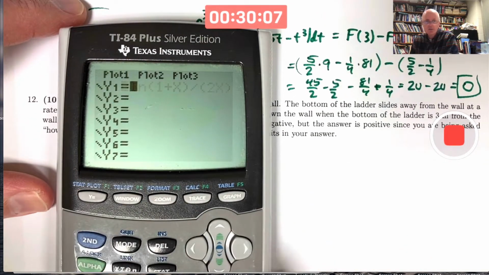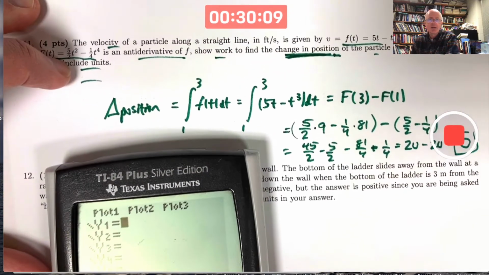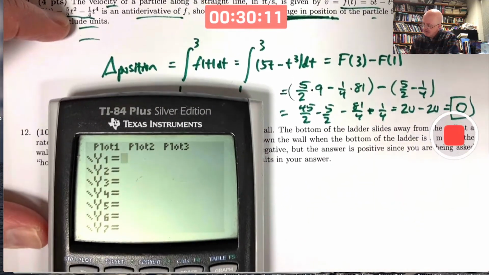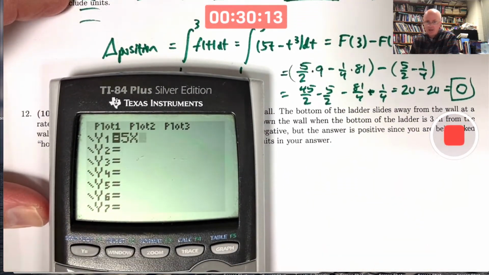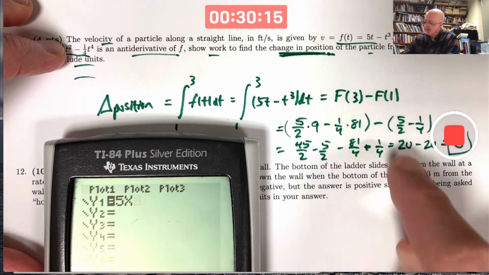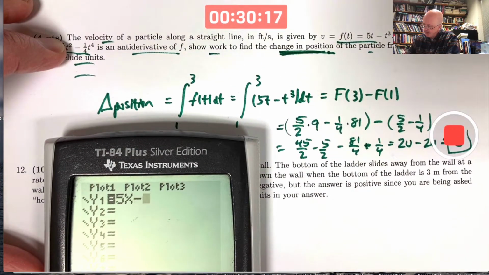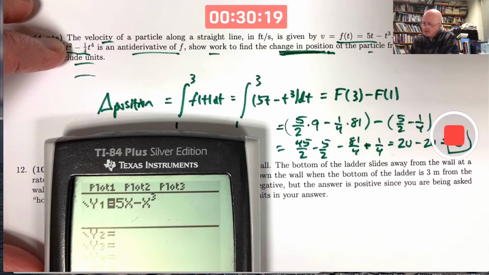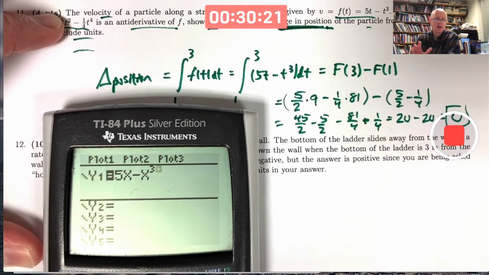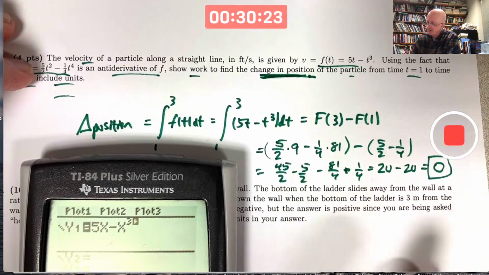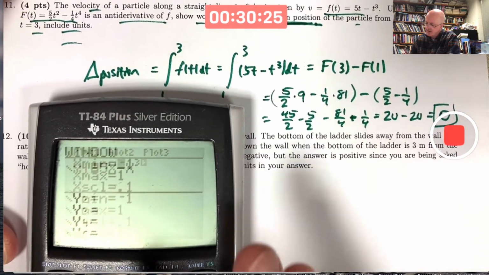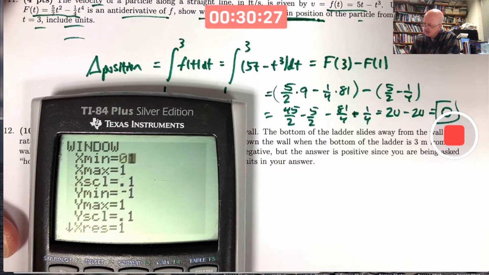Go to my function window here, plug in the velocity function. 5, of course, you got to use an x on the calculator. 5x minus x cubed. Okay, so there's my velocity function. I'm going to plot it over a window bigger than 1 to 3. I'll plot it from 0 to 4, say. Window from x goes from 0 to 4. And how big does this function go? I'm not sure. Let's try negative 10 to 10 just to see what it looks like here.